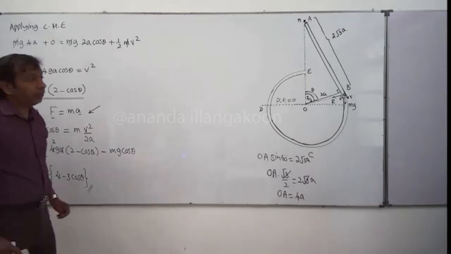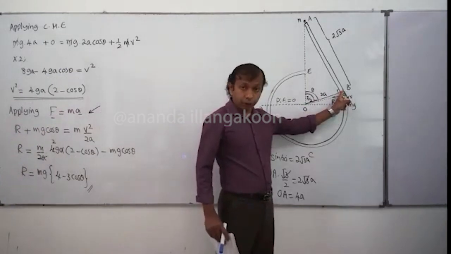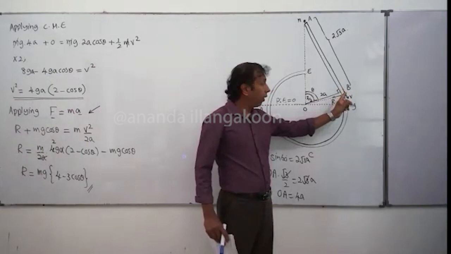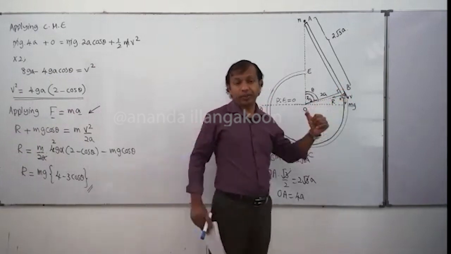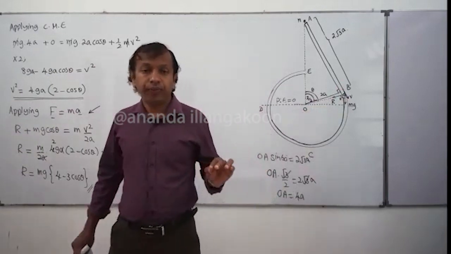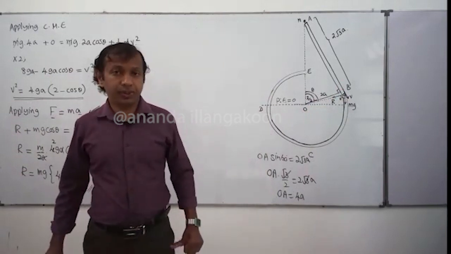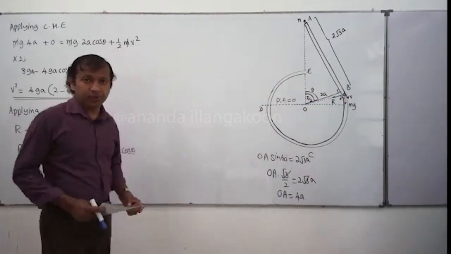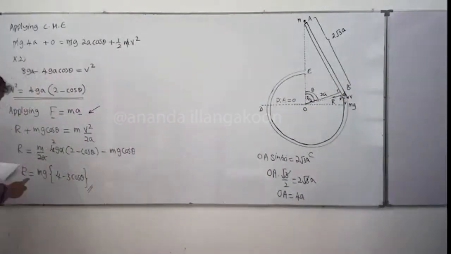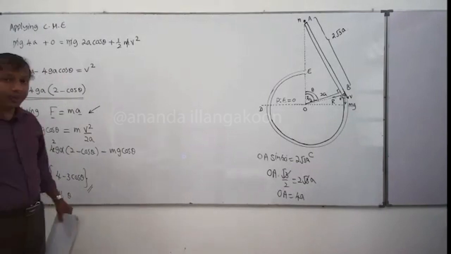That means the reaction acting on the particle soon after entering the circular tube acts towards the center. That's what R positive says. Soon after entering the circular tube at the point B, the normal reaction acting on the particle acts towards the center. So then you can mention here, R is positive for all theta. Okay, R is positive for all theta. Right.